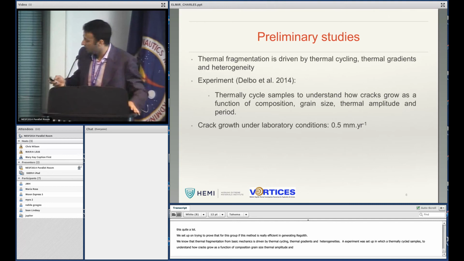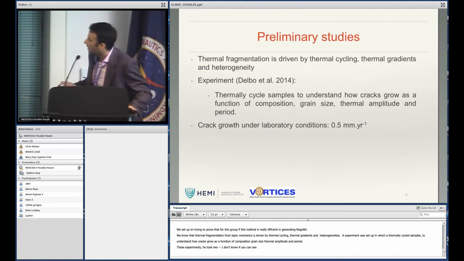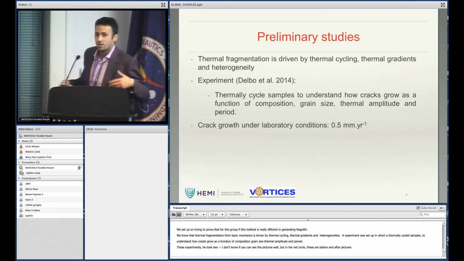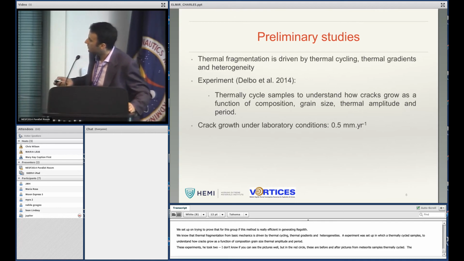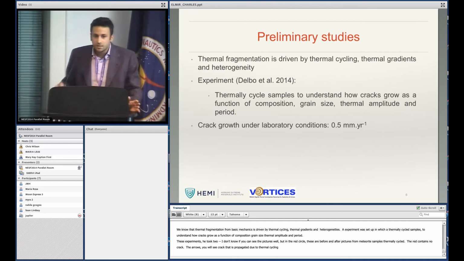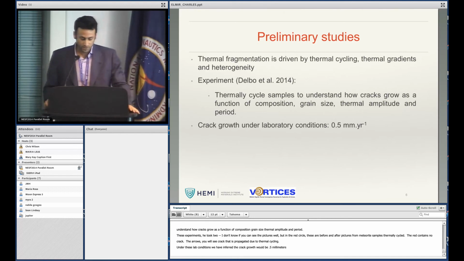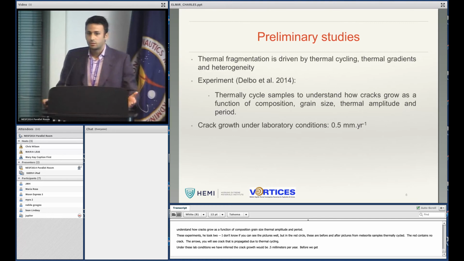And in these experiments, he took two different samples. I don't know if you can see the pictures quite well, but in the red circle, these are before-after pictures from meteorite samples that have been thermally cycled. The red circle here contains no crack, and then in the arrows here, if you don't see it, just take my word for it, you will see a crack that has propagated due to the thermal cycling. So under these lab conditions, we inferred that the crack growth would be about 0.5 millimeters per year. But before we get too excited about that, we all know that crack growth is a nonlinear function of the crack length.